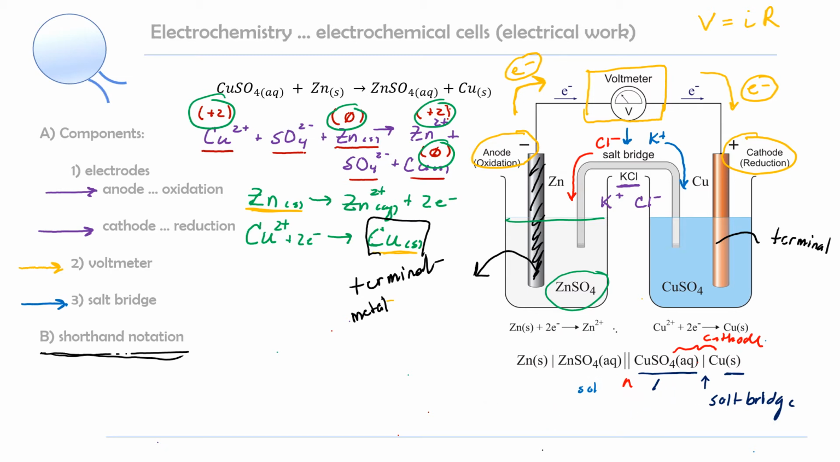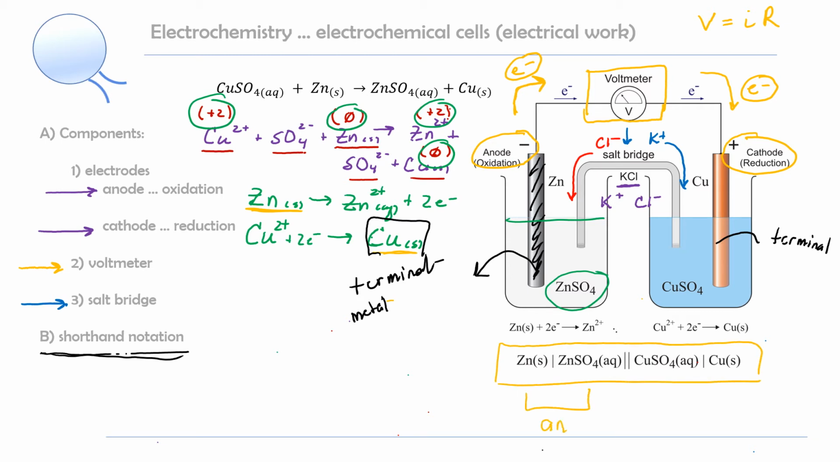So that's the shorthand notation that tells you everything that's in the electrochemical cell, and you should be able to write a redox reaction. If you look at just the shorthand notation of an electrochemical cell like this, you know that this is the anode, this is where oxidation is occurring, and you know this is the cathode, and this is where reduction is occurring.